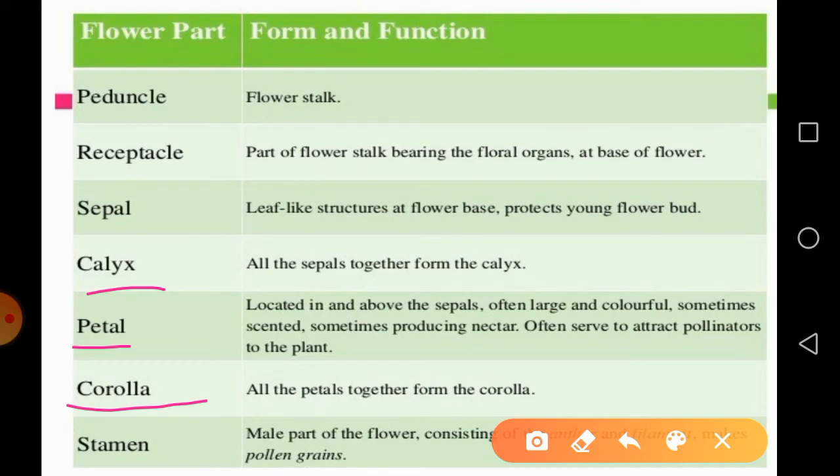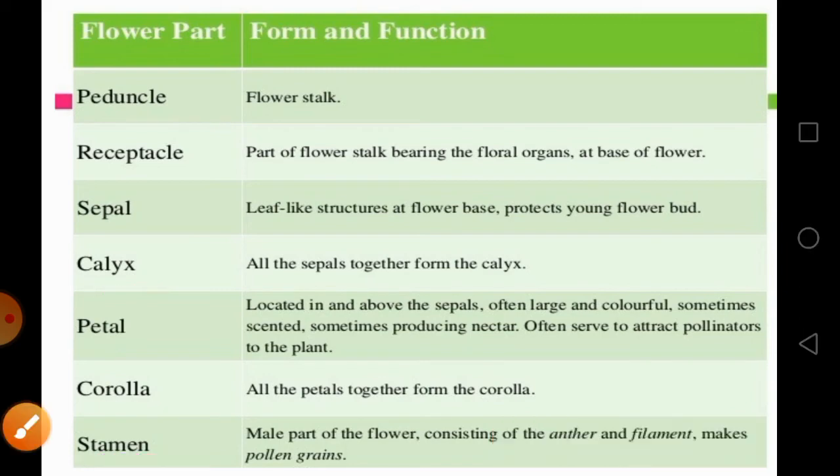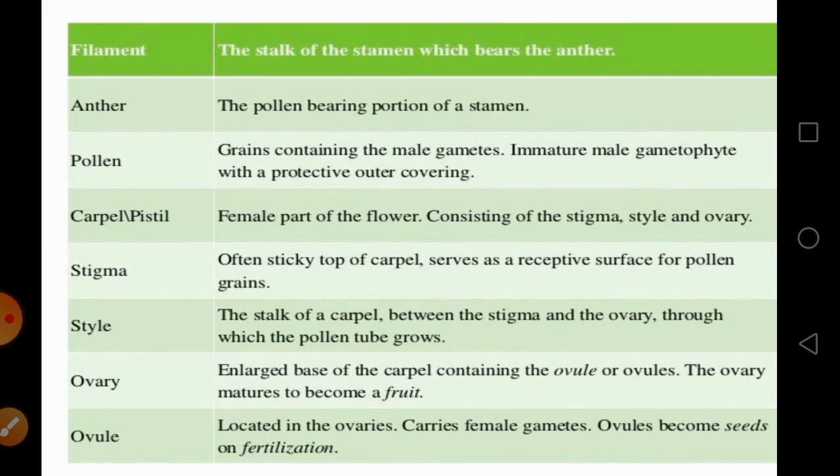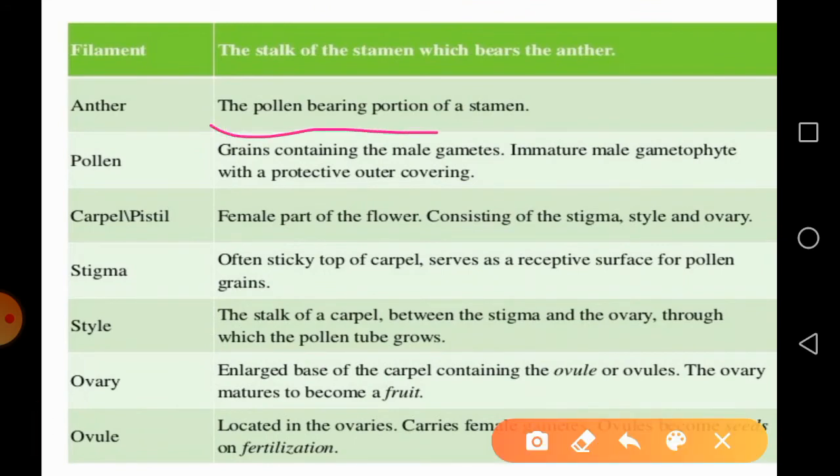The next one is the stamen. The stamen is the male part of the flower consisting of anther and filament, which is able to produce pollen grains for pollination. The next one is the anther. The pollen-bearing portion present on the stamen is called the anther.